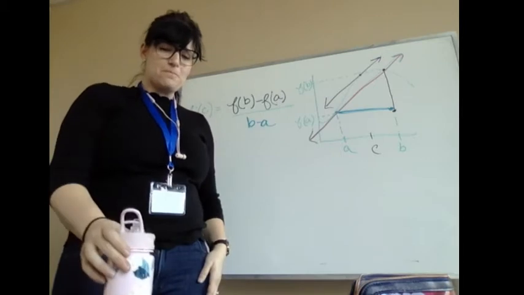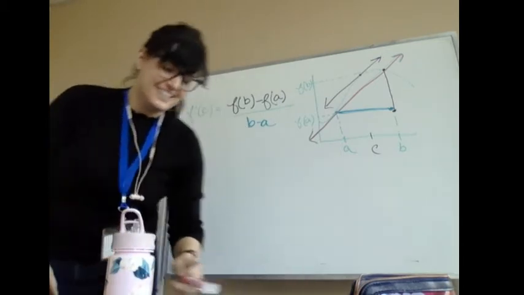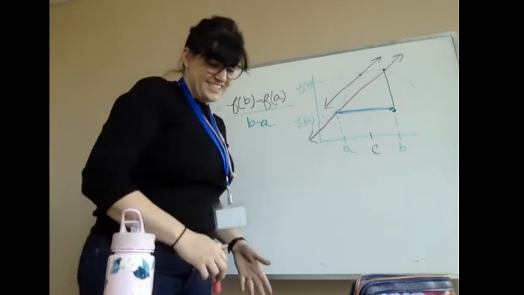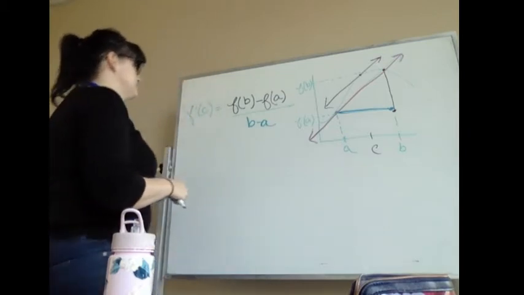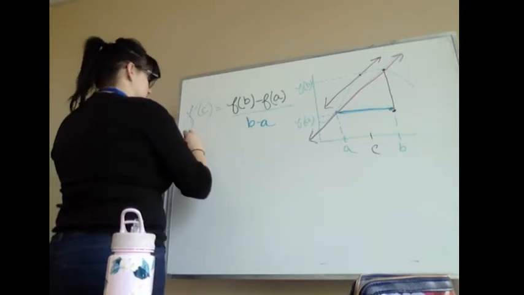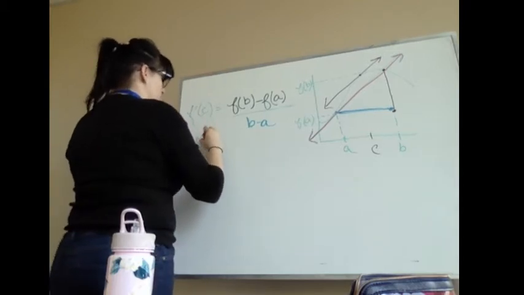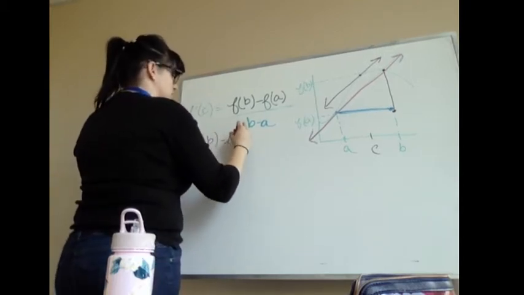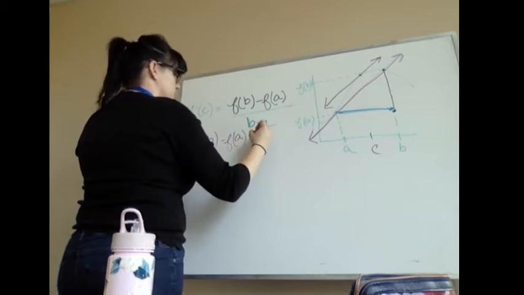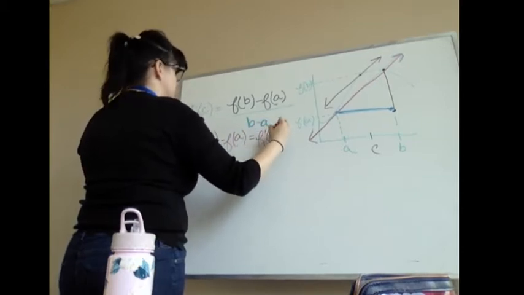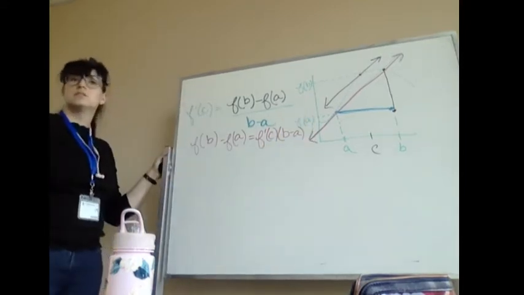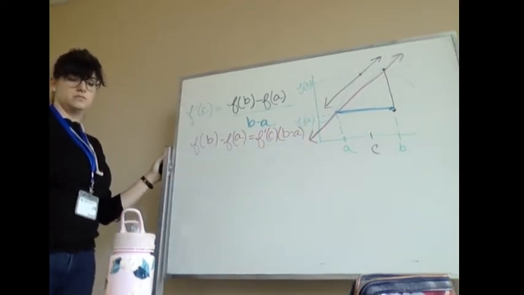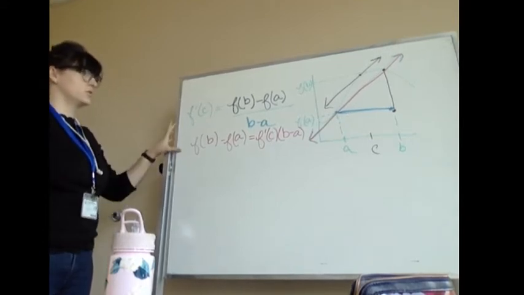I don't know how to articulate it. Just keep going. Well, there really isn't much more to it. We can take it and rewrite it as the change in y is equal to the derivative of this number times b minus a. And these are the two items that are in your book.